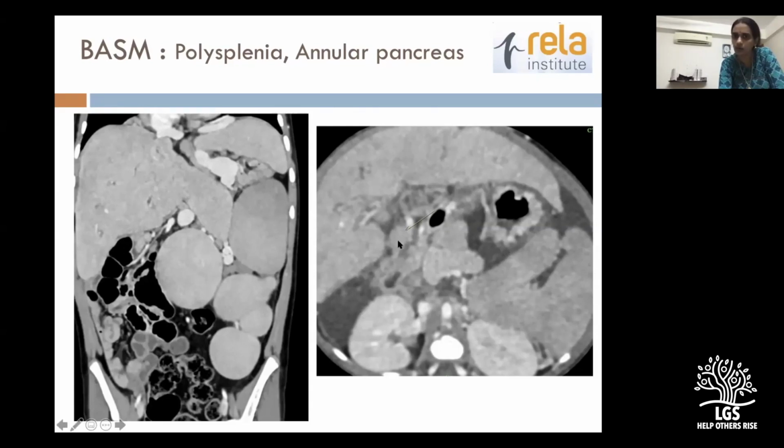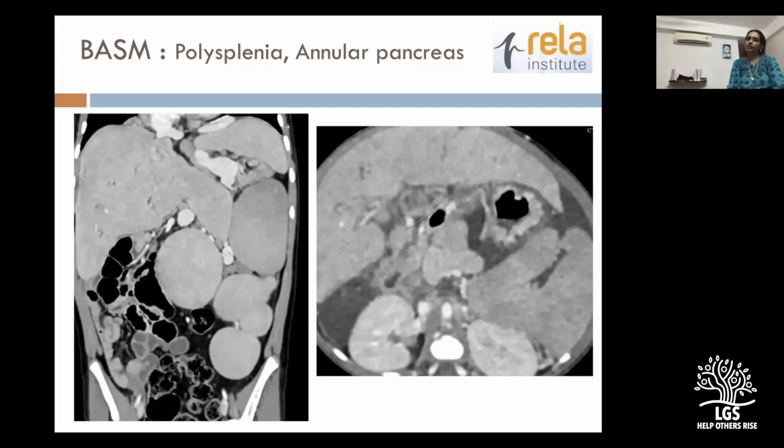Another thing to look for is malrotation. It's not seen in this, but what we would look for is the second part of duodenum as it becomes the third. The third part should nicely cross the midline such that the duodenojejunal flexure is always to the left of the midline. We have to look for it in every case, especially in infants. When we see the infant CT, we have to make sure that there is no malrotation.